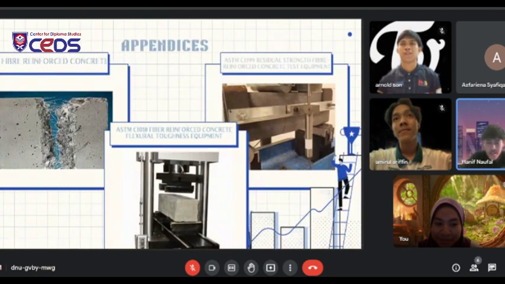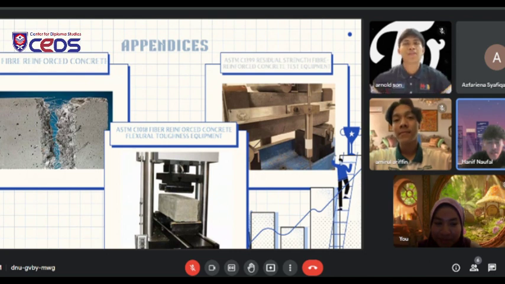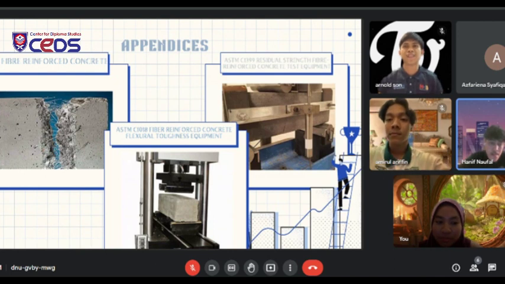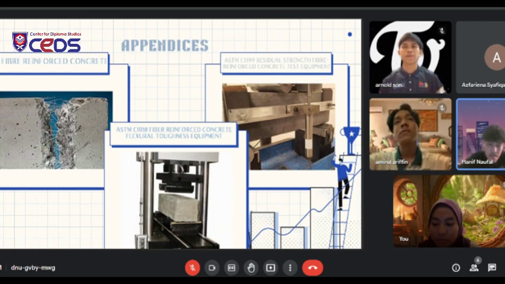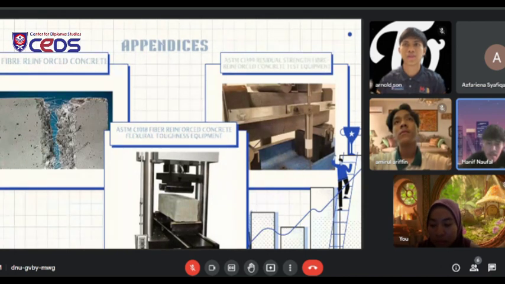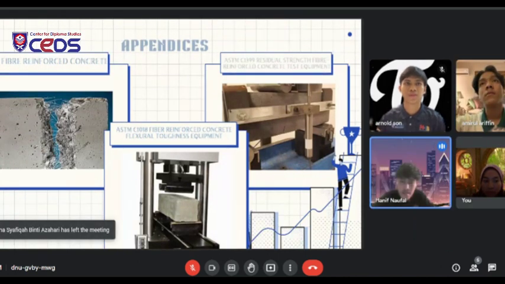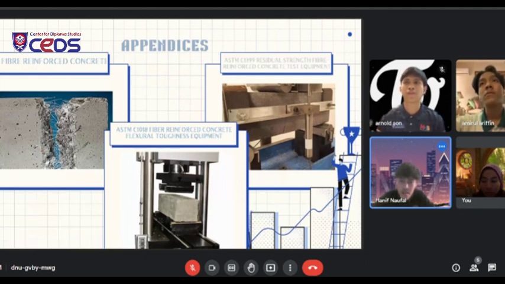Now I will tell about our group appendices. Our group has three appendices. For number one, fiber reinforced concrete. Second, ASTM C1018 fiber reinforced concrete flexural tools equipment. And the last one, ASTM C1399 residual strength fiber reinforced concrete test equipment.